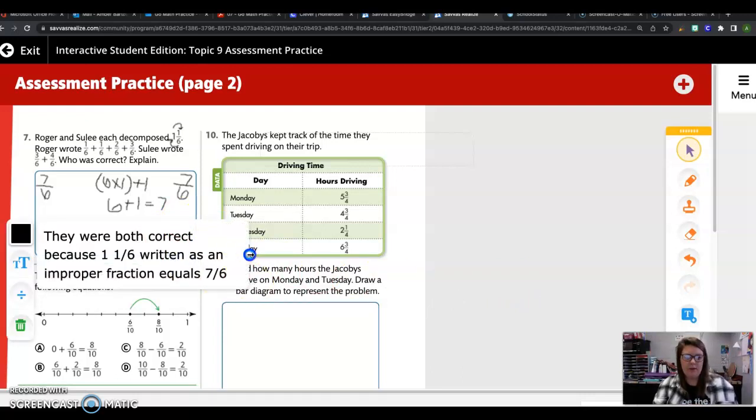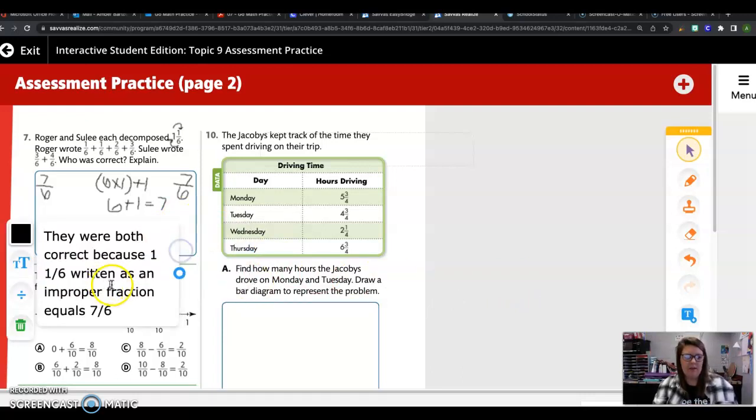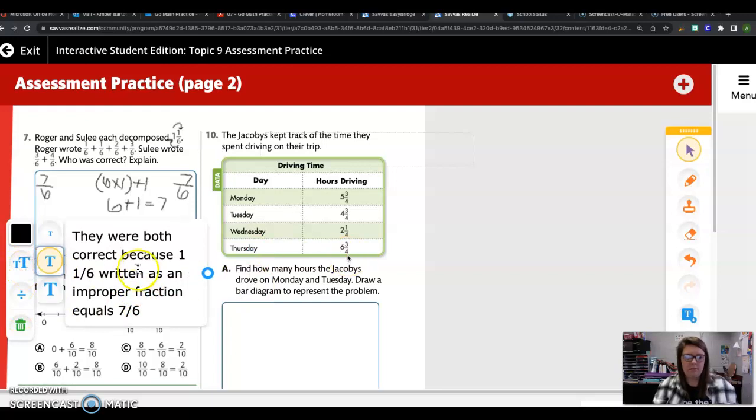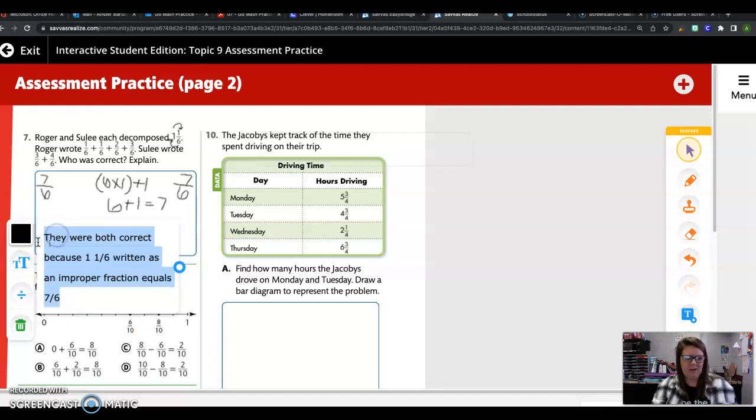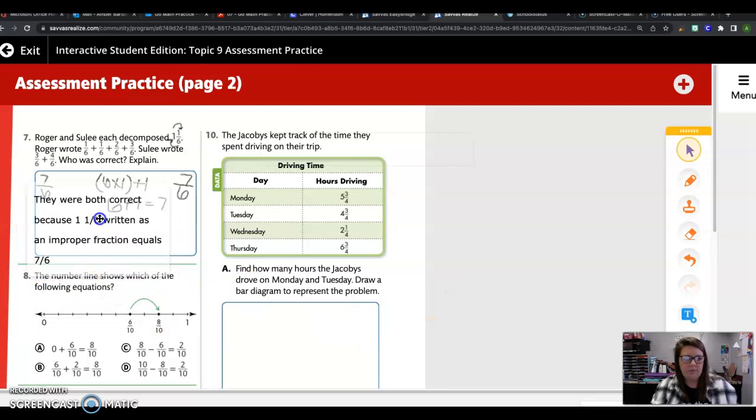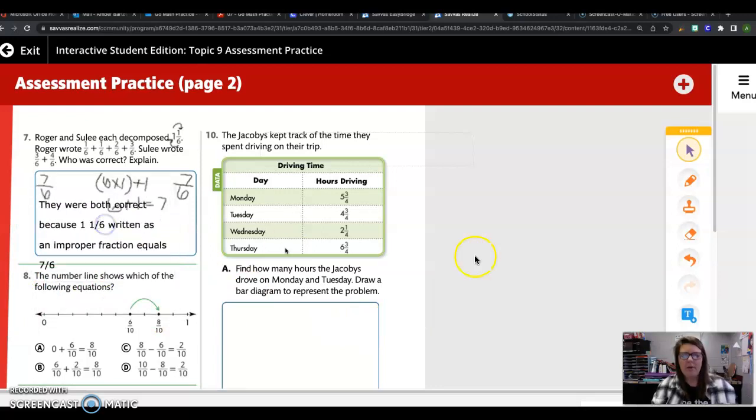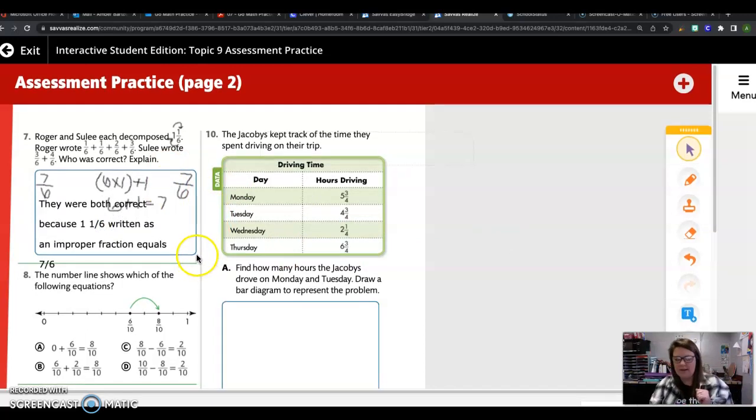Okay, I'm going to attempt to make it smaller. Oh, hang on, maybe I have to do this. I'm struggling, guys. Oh, we're getting closer. All right, so I'll have that there. So they were both correct because 1 and 1/6 written as an improper fraction equals 7/6.